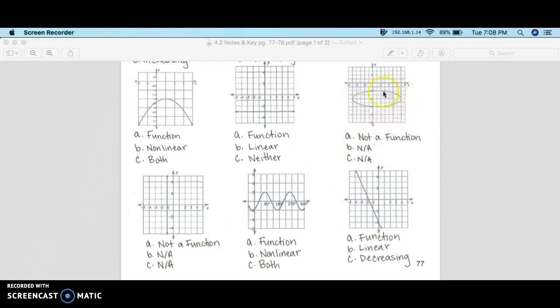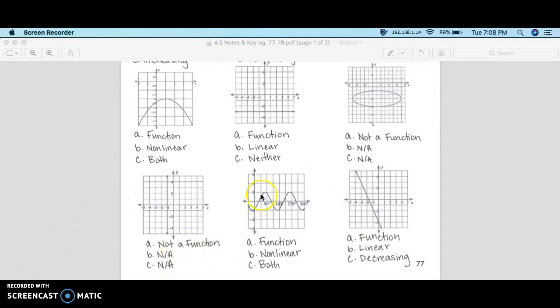Here we have an oval that's been graphed. It is not a function because it hits at more than one point if we do the vertical line test. So there's more than one output for each input. And because it's not a function, we don't need to worry about the rest. Here we have a vertical line. It's not a function, so again, we don't need to worry about the rest.